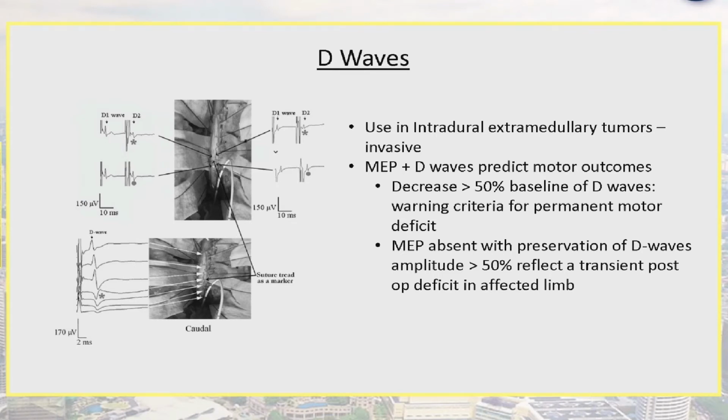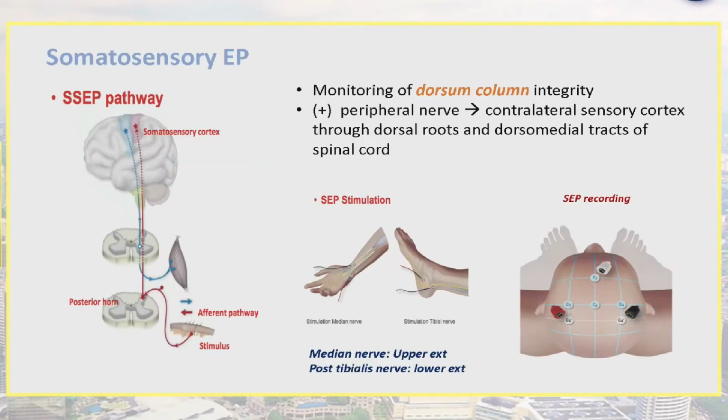So if the MEP is absent, however the D-wave is preserved with amplitude more than 50%, it reflects a transient deficit in the affected limb. So therefore the patient has a high possibility of recovering from the deficit after the operation. Okay, so the surgeon will decide, okay, we can continue surgery if the benefit is that the tumor is totally excised. So it depends on the benefit and harm. So the D-wave serves its purpose at this point of time.